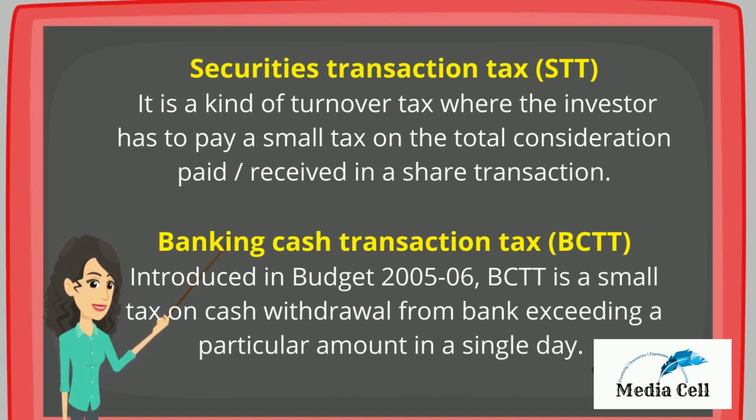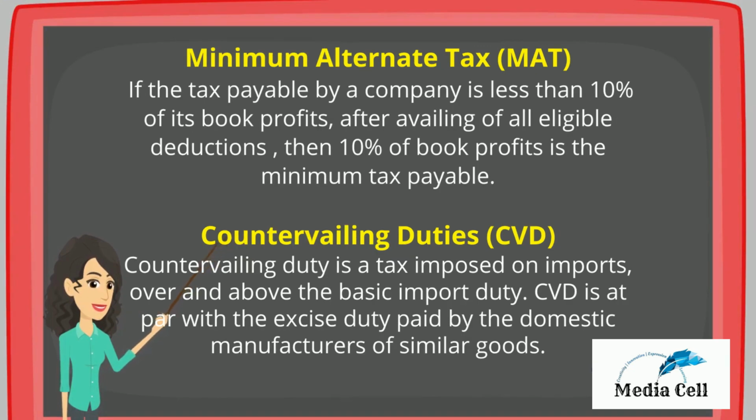Now, Bank Cash Transaction Tax (BCTT). Introduced in Budget 2005-06, BCTT is a small tax on cash withdrawal from a bank exceeding a particular amount in a single day. The basic idea is to curb the black economy and generate a record of big cash transactions. Minimum Alternate Tax (MAT). This tax on corporate profits was introduced in 1996-97 and has been modified since. If the tax payable by a company is less than 10% of its book profits, after availing of all eligible deductions, then 10% of book profits is the minimum tax payable.